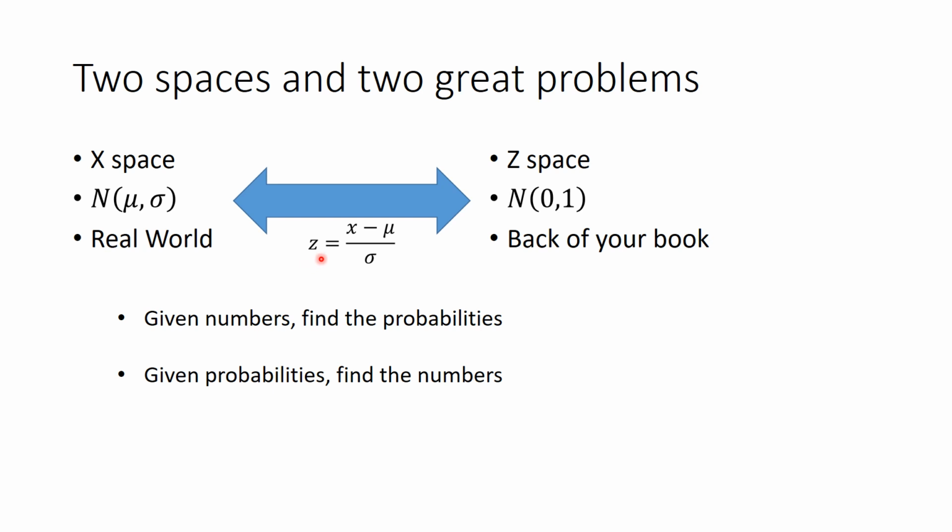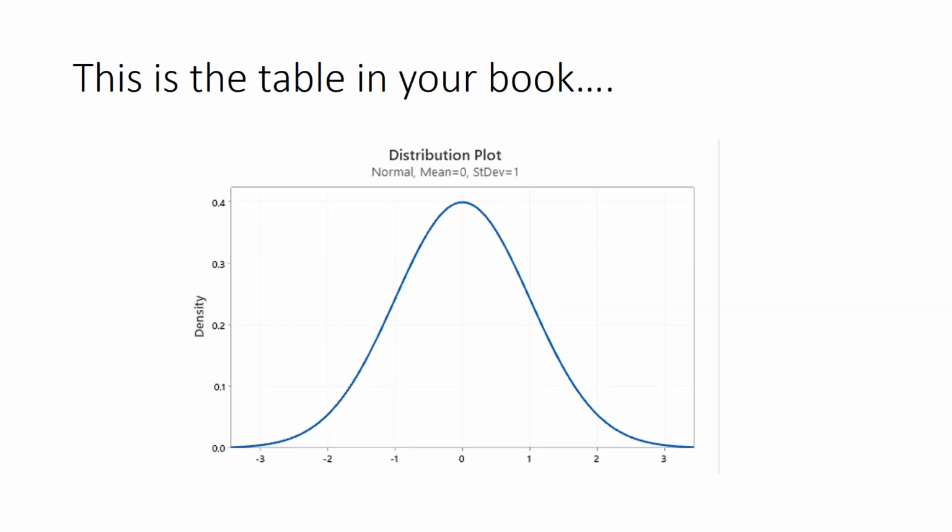Z is equal to x minus mu over sigma. This is an area preserving mapping, and that means that we use this to go from one space to the other. So there are 2 spaces, the x space and the z space. There also are 2 great problems. One of them is, given numbers, find the probabilities. The other one is, given probabilities, find the numbers. We'll do some of each of these. And this is what the normal distribution looks like in your book. Drawing pictures for these curves can be very useful. You don't have to draw a nice picture, but just a sketch can help you think about the problem.